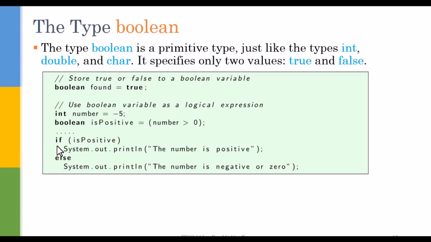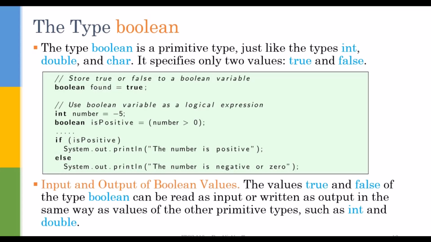The third usage is inside an if statement. You know that for an if statement we have a condition, and the condition is either true or false. So here there is no need to check whether the variable is true or false. Just write the name of the boolean variable, and if it is true, the if statement will do the yes statement, and if it is false, it will do the false statement. Since number, which is -5, is not greater than 0, isPositive will be false. When the if statement is evaluated, this is false, so it will go to else and execute that statement.